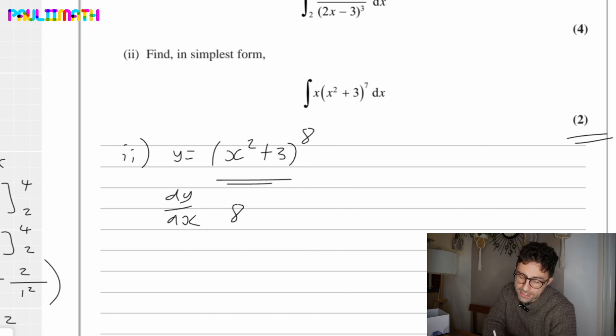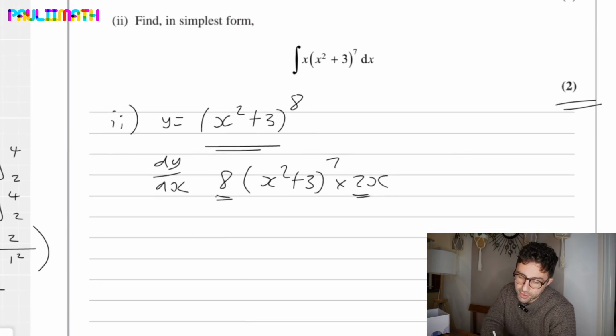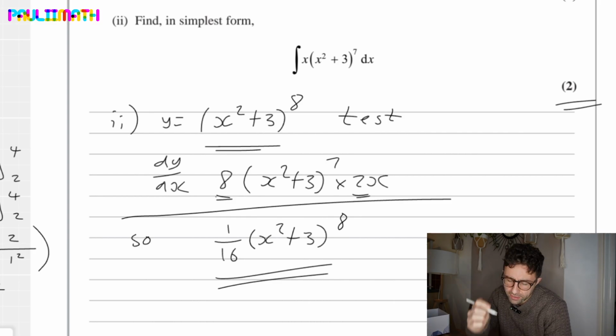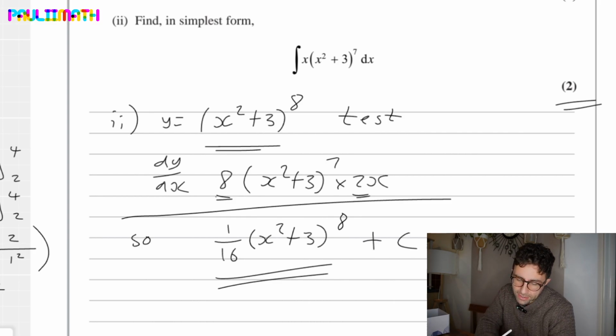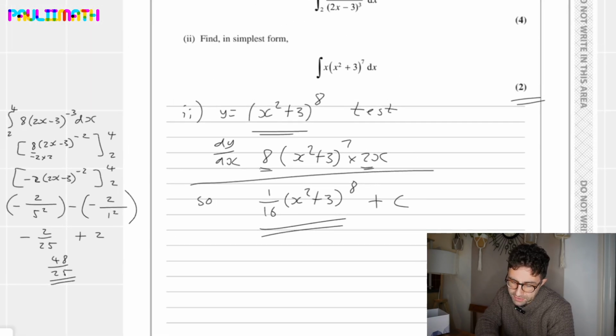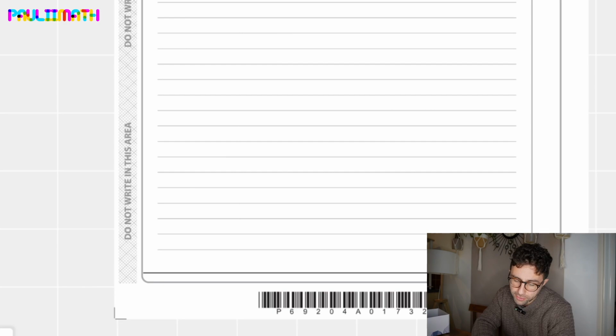You would get 8 times (x squared plus 3) to the 7 times 2x. So you've got 16 at the front there, an extra 16 that you don't really want. So therefore your answer is 1 over 16 times (x squared plus 3) to the 8 for your integral. You could test it here if you want. I don't really want to go into much more detail than that right now. Could be something to explore in future, but for time purposes, I'm moving on. Reverse chain rule, that's called. And for 2 marks, I think that's the one you want to go for.